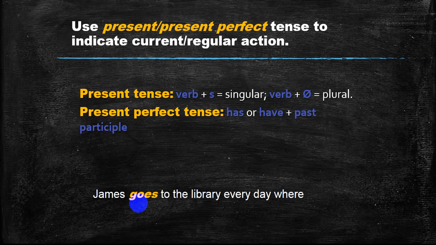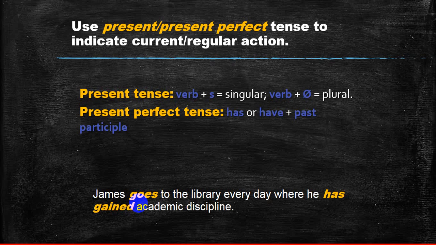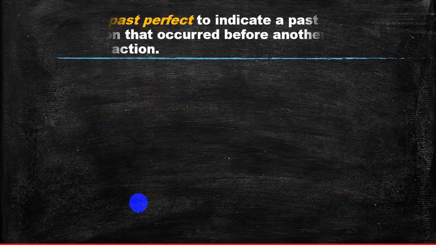James goes to the library every day where he has gained academic discipline. Use the past perfect to indicate a past action that occurred before another past action.